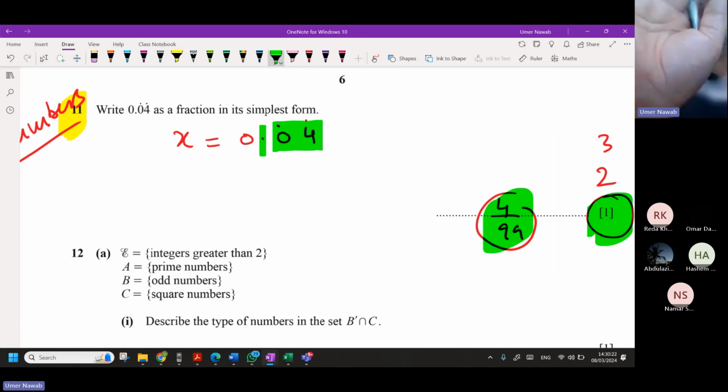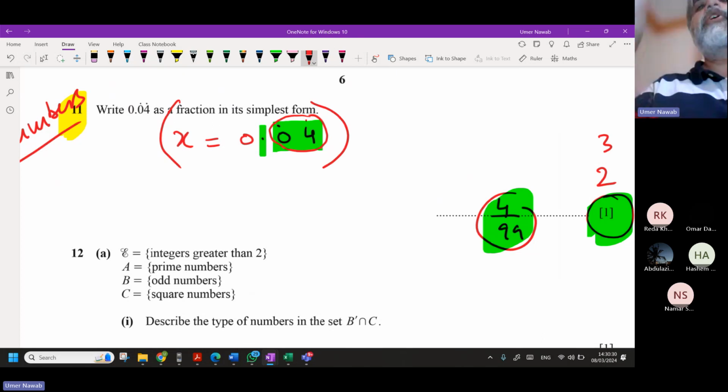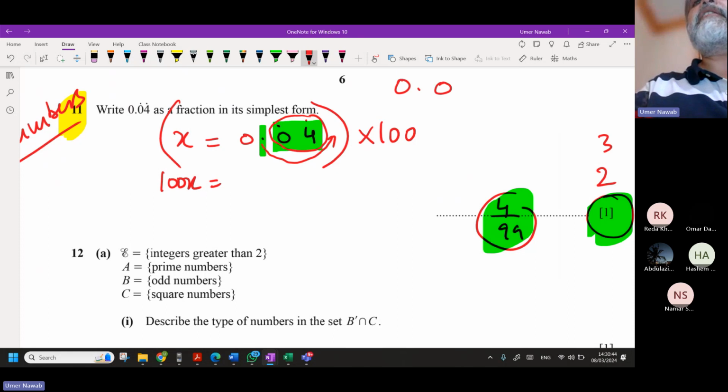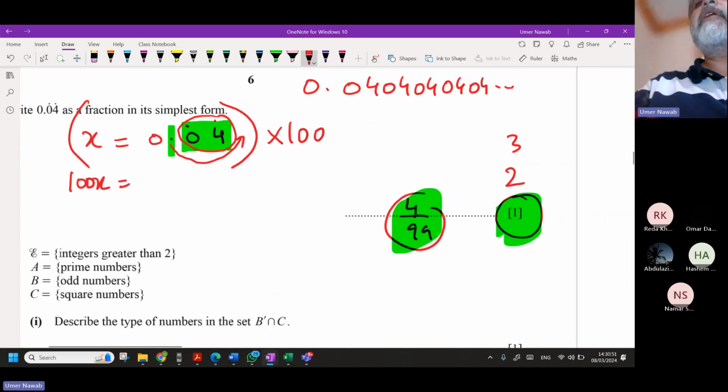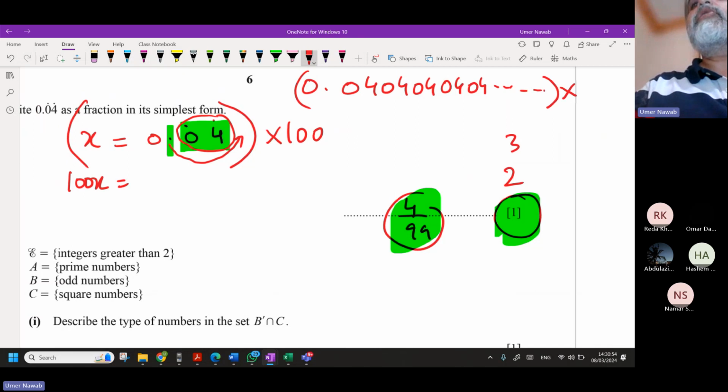So the situation is ready. Now count how many digits are repeating. Mr. Omar, 2 digits are repeating. Can you multiply the entire equation by 100? Because there are two repeated digits, so multiply by 100. So x becomes 100x, and here the decimal will be pushed to the right. If Mr. Omar writes in extended form 0.04040404 and now multiplies it by 100, what happens? The decimal will move here.